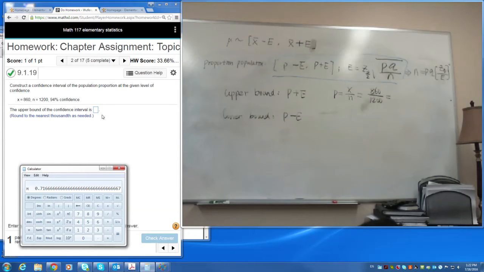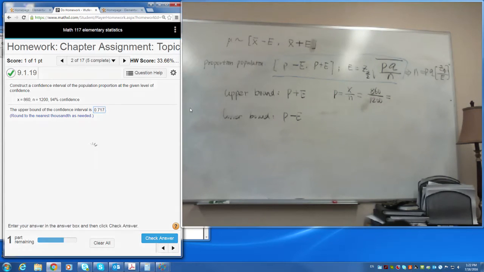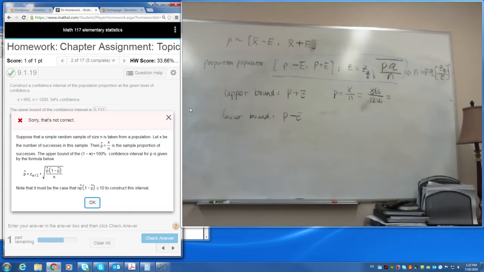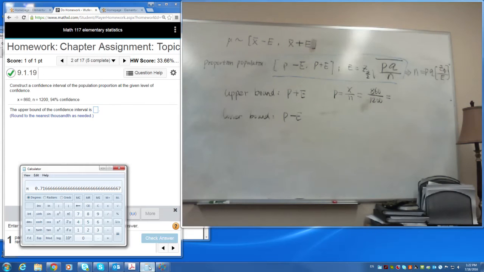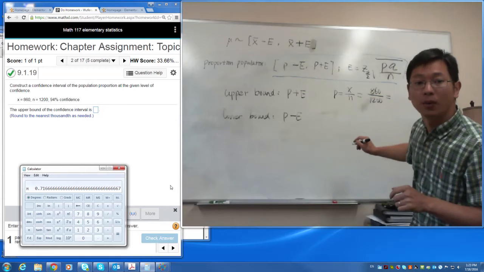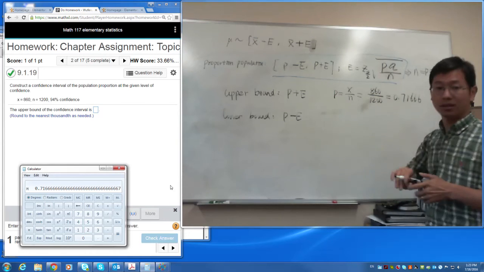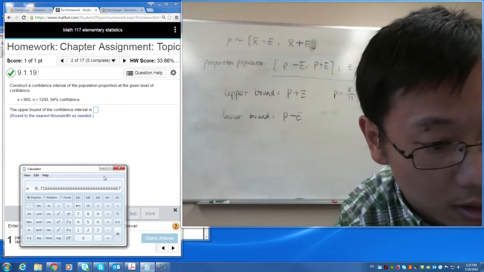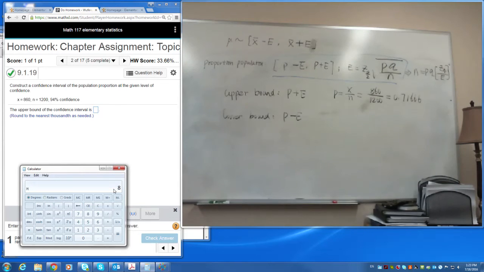Just copy it. Control C, Control V. I need 3 decimals, but I rounded it. Oh, my bad. I should have just written it down here because this is just P. I have not finished the E yet. So it's 0.71666 in case it's more accurate. Okay, 0.71666. Just confirm it again.